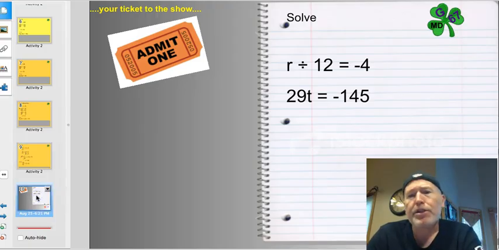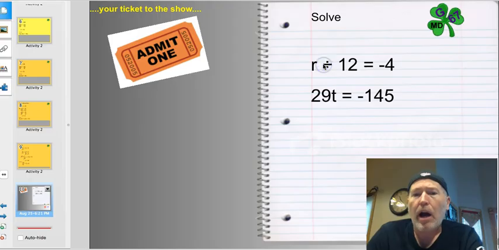Okay, here's your ticket to the show. Two equations. Go ahead and solve these guys. R divided by 12 equals a negative 4. 29t equals a negative 145.